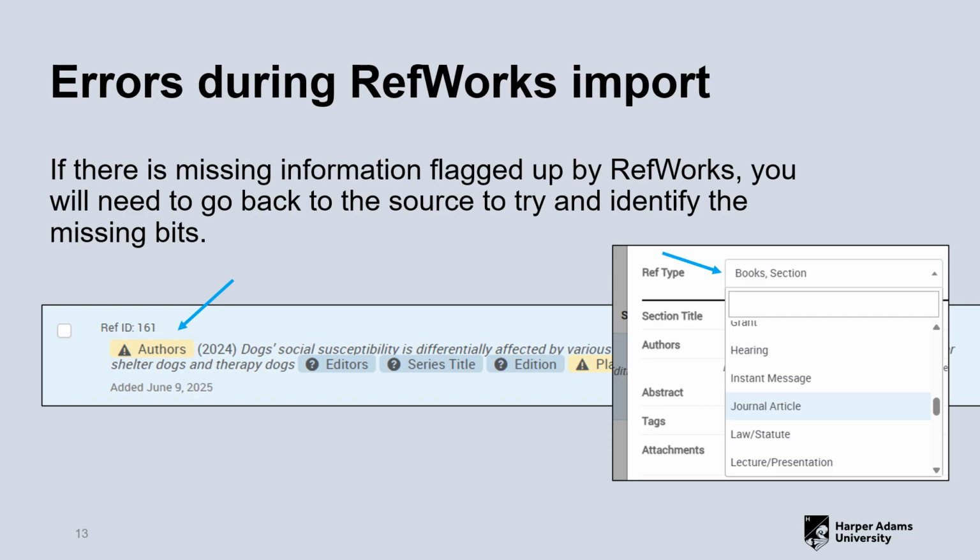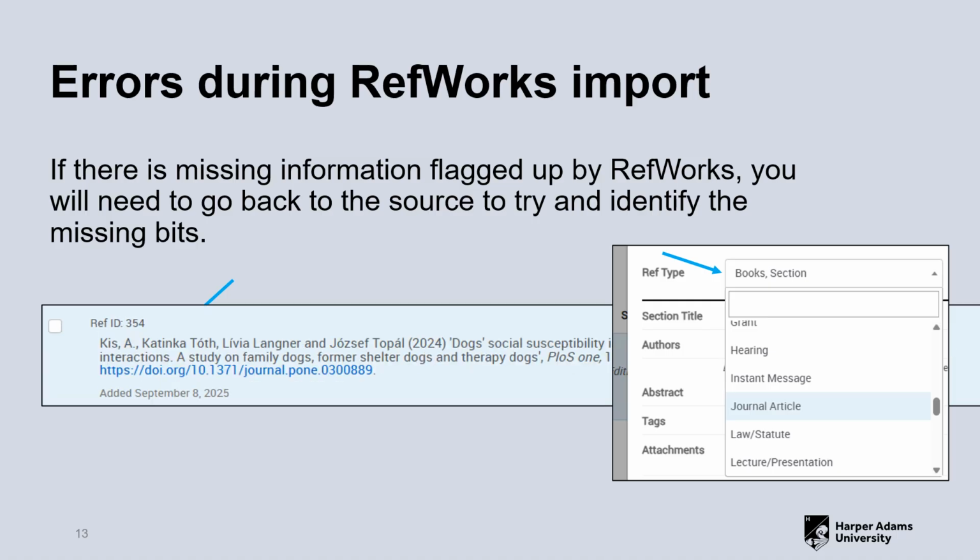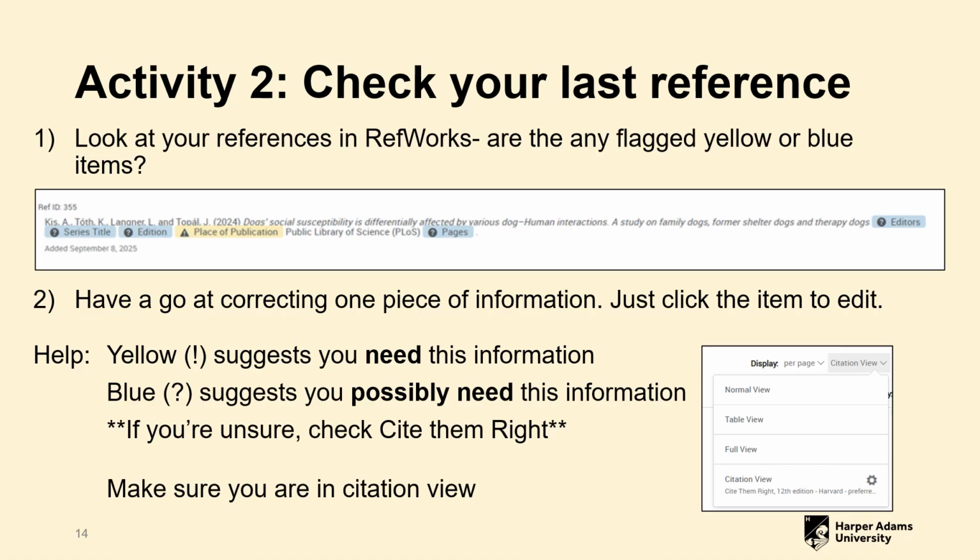If you find that lots of things on RefWorks are being flagged up as yellow in the same reference, it could be that it's imported as the wrong type of reference. You might be importing an article but it might have mis-imported it as an ebook. So be doubly sure that you have got the correct reference type. So with that in mind, please pause the video and have a go at the following activity. We want you to look at your references, see if any have flagged up in yellow or blue items, and have a go at correcting them.